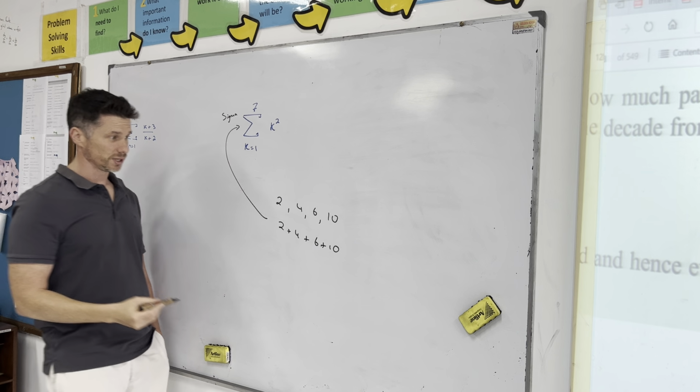Anyway, this is actually quite simple terminology. It's used a bit more down the line in integration and stuff like that, but we're just getting used to the terminology here. So how many terms do I have when I do this? How many terms am I going to add together? 4. What's the first thing I'm going to sub in?